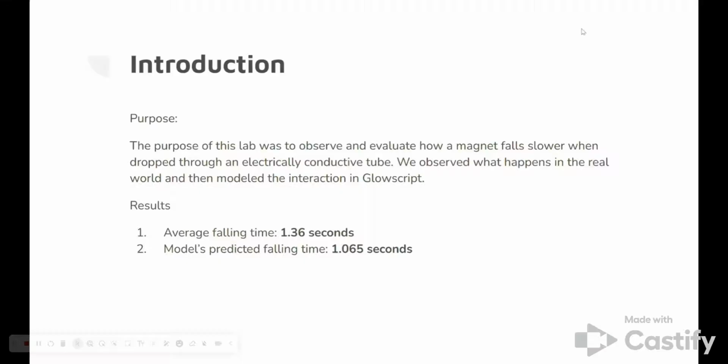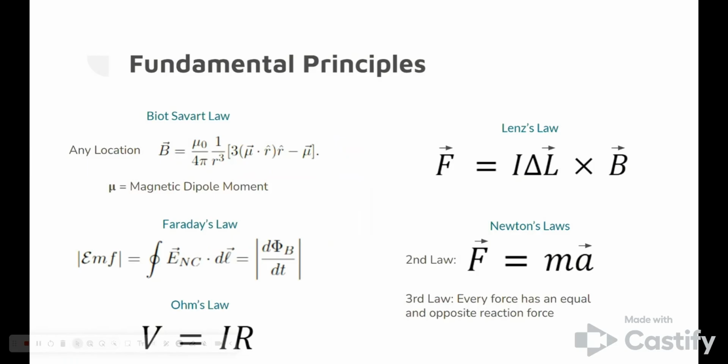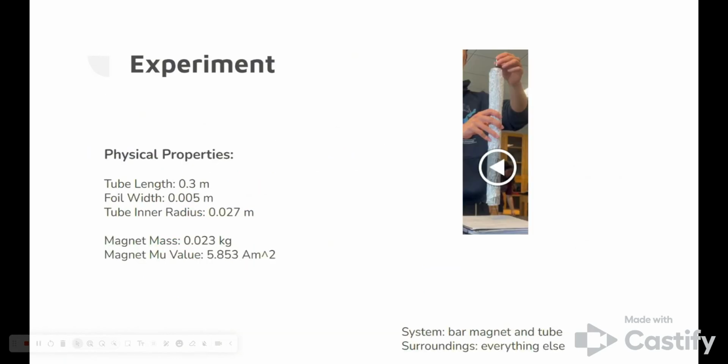Introduction. The purpose of this lab was to observe and evaluate how a magnet falls slower when dropped through an electrically conductive tube. We observed what happens in the real world and then modeled the interaction in GlowScript. The results were that the average falling time was about 1.36 seconds, but the model's predicted falling time was 1.065 seconds. Some fundamental principles used are the Biot-Savart law, Faraday's law, Ohm's law, Lenz's law, and Newton's third law, which says every force has an equal and opposite reaction force.